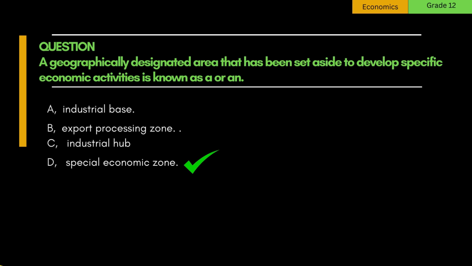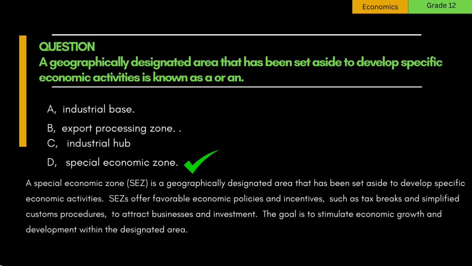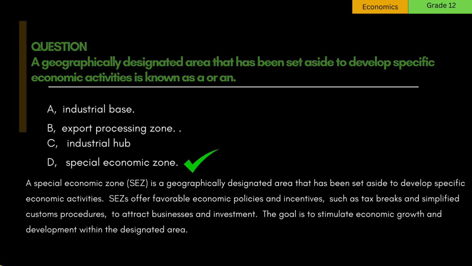Special economic zone. Explanation. A special economic zone, SEZ, is a geographically designated area that has been set aside to develop specific economic activities. SEZs offer favorable economic policies and incentives, such as tax breaks and simplified customs procedures, to attract businesses and investment. The goal is to stimulate economic growth and development within the designated area.